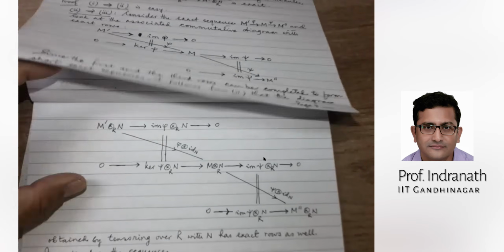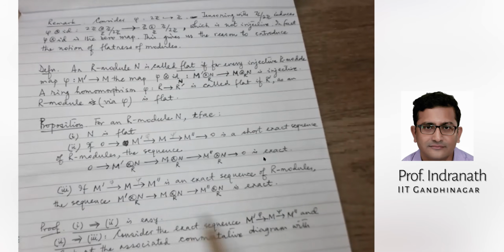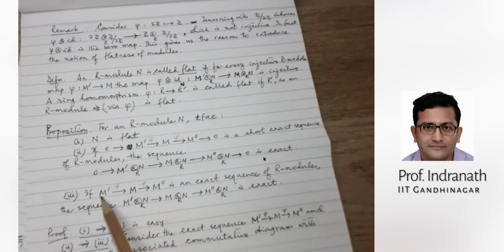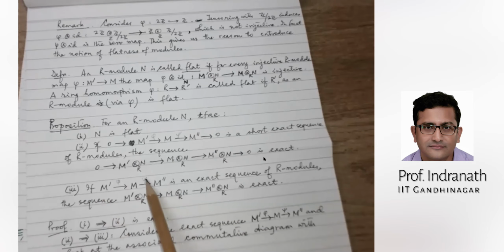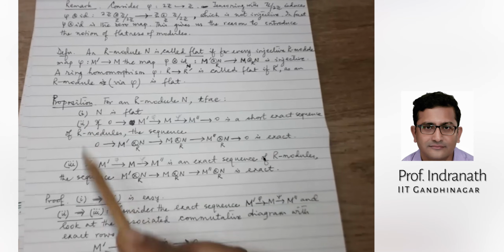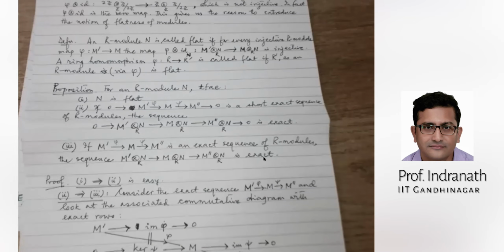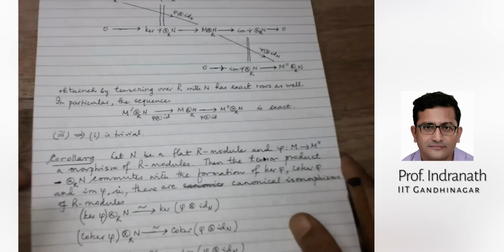Okay, and then 3 implies 1, of course, is obvious, because this is exactly saying that if you take this to be 0 and this to be a map, and the map is injective, meaning 0, N, M double dash is an exact sequence, then it follows that tensoring keeps it exact, meaning injective maps remain injective after tensoring, so therefore N is flat. So the main part is basically 2 implies 3, and this is the bit of diagram chasing that I showed you. Now, this corollary is very, very important.